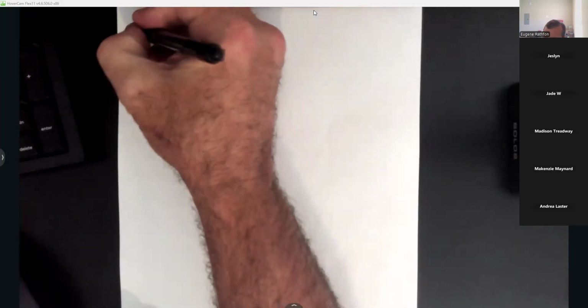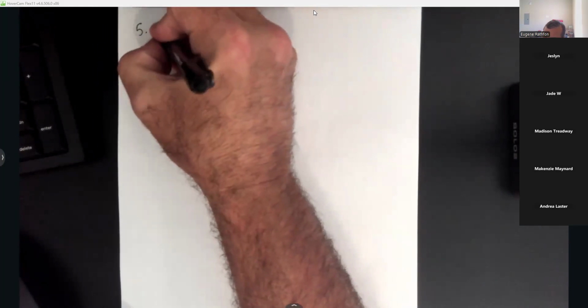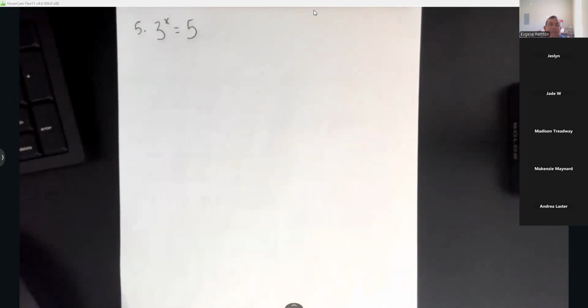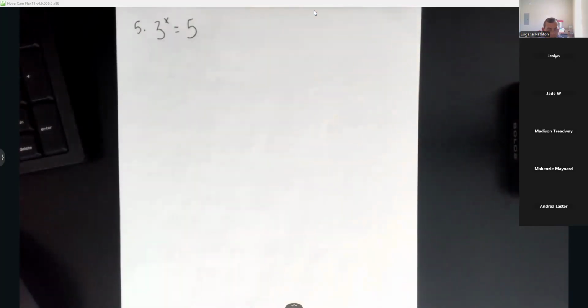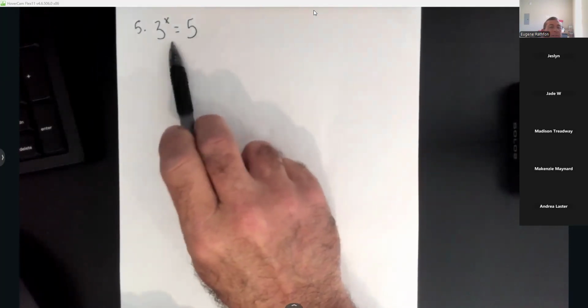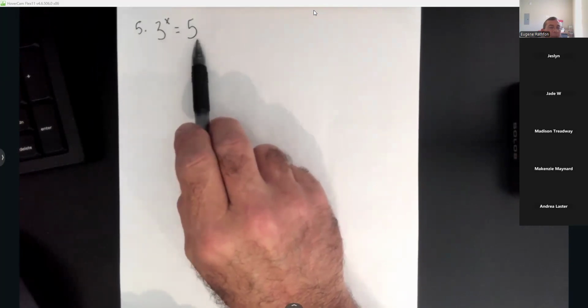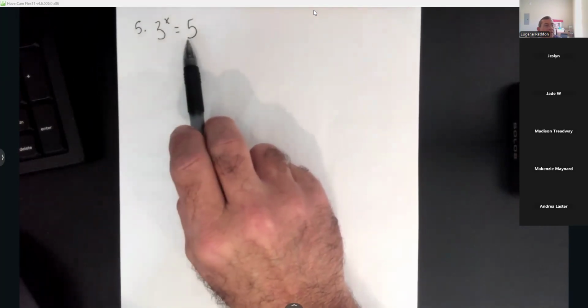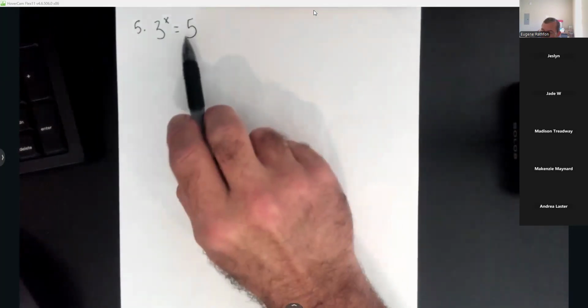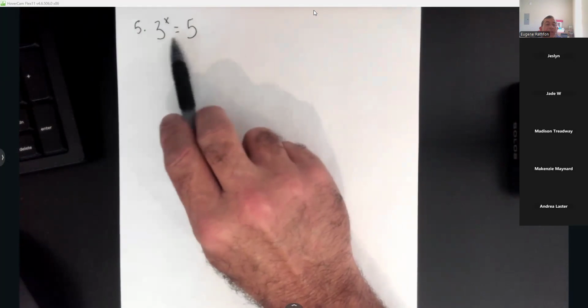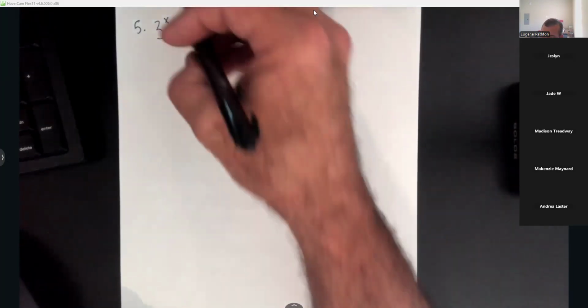All right, so this one will be like number 5. 3 to the x equals 5. So we would ask ourselves, can we rewrite this one with the same base on each side? You got a base of 3 here and a base of 5 here. So good job, Justin. There's no way I can turn this 5. There's nothing I can raise a 5 to equal a 3. So I cannot rewrite this one.